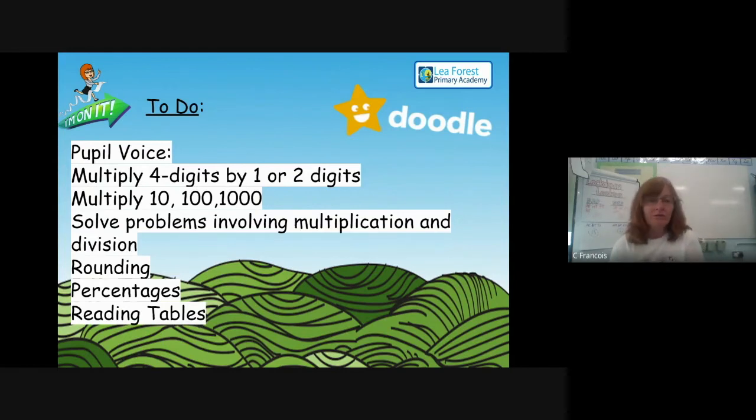So this is what we've covered. We've covered multiplying 4 digits by a 1 or 2 digit number. We've multiplied by 10, 100 and 1,000. And it's not on there, but we've also divided by 10, 100 and 1,000. We've solved problems involving multiplication and division. We've done rounding. We've looked at percentages and reading tables.